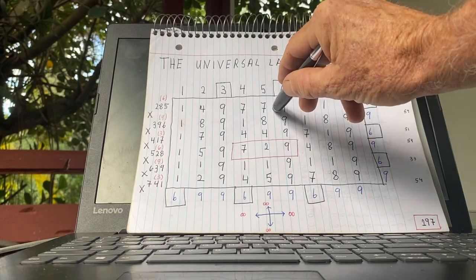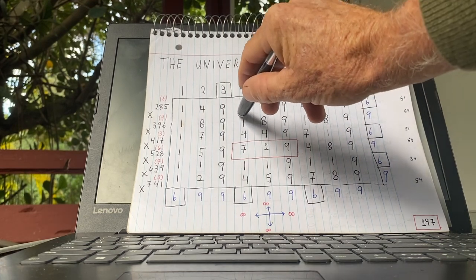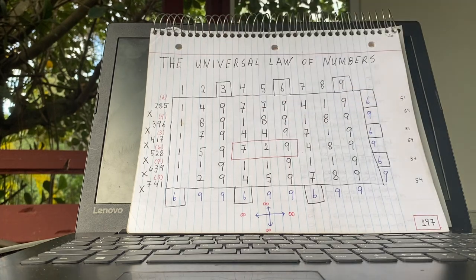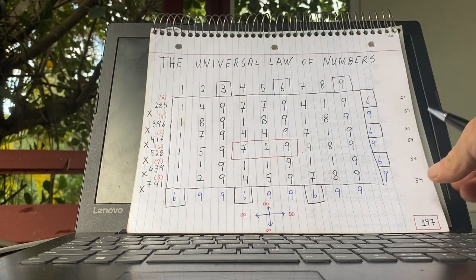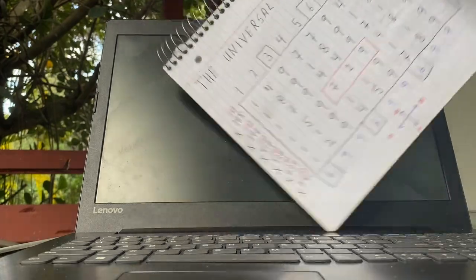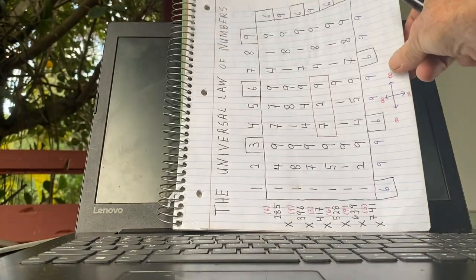78 is a 6, and 76 is a 4, because 7 and 6 is 13. Excuse me, it's not the universal law of numbers. That's Paul Wittgen. Now, Paul Wittgen's going to take you to another place when it comes to numbers, and I'd be happy if you decide to come along and join me.